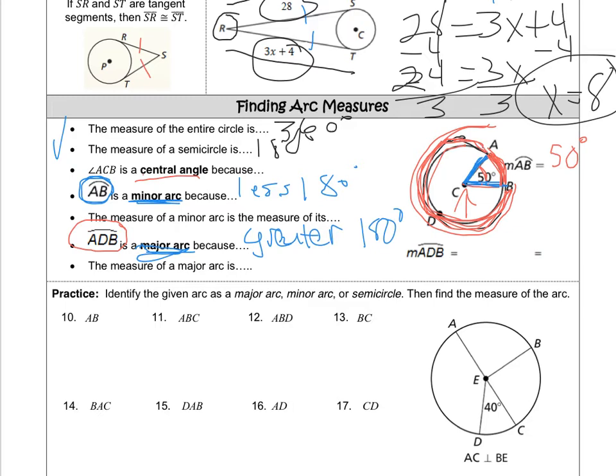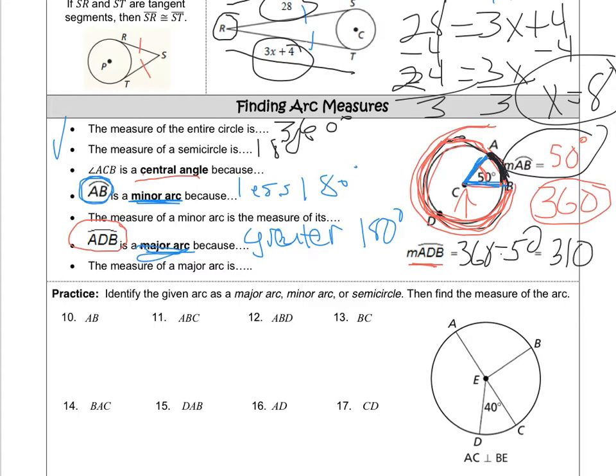Well, what would that measure be? What would arc ADB be? Now, let's think about this. The entire circle all the way around is 360 degrees, right? That's the entire arc of a whole circle. And this minor arc, remember, arc AB, this piece right here that I'm going to highlight in black, that's 50 degrees of the 360. Well, what's left? 360 minus 50 would be 310. And so the major arc, ADB, is 310 degrees.